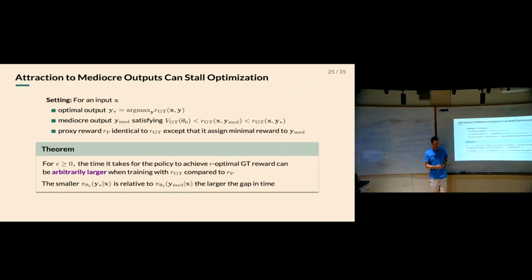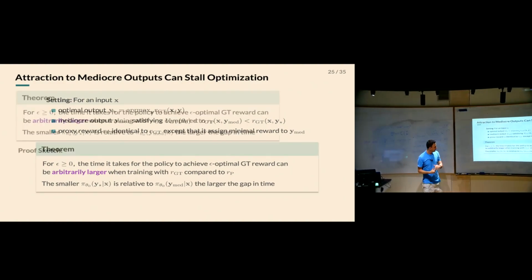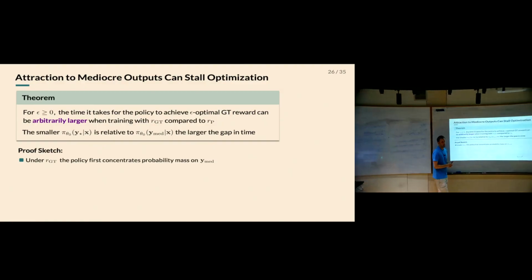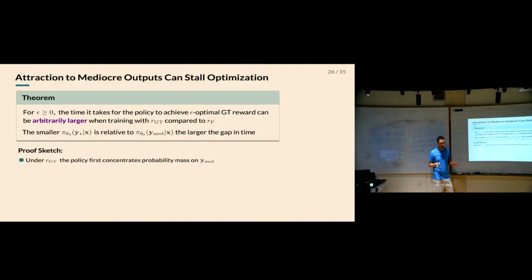effectively using the proxy reward function, which in some sense is incorrect, but it does lead to faster increase in the ground truth reward. And the idea behind the proof is, okay, we show that under the ground truth, indeed, if you train under it, first the policy will go towards the mediocre output, and we quantify how much it concentrates probability mass on. And we show that the policy becomes near deterministic, right? It gives probability almost 1 to the mediocre output.